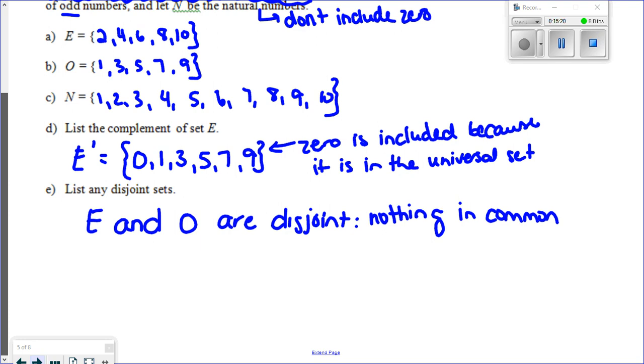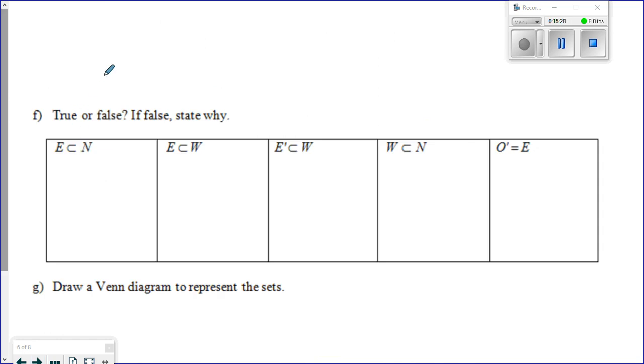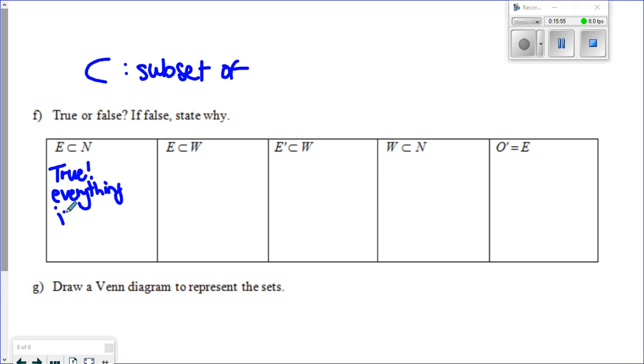Do I have that little chart? Oh yes. Okay, so based on that, this is telling us a couple of different things. Again, this shape means subset of. So E is a subset of the natural numbers. That's saying is everything that's in E within N? And if you look, that is true. Everything in E is in the set of natural numbers, or set N.